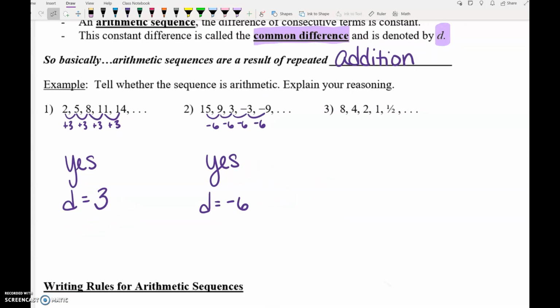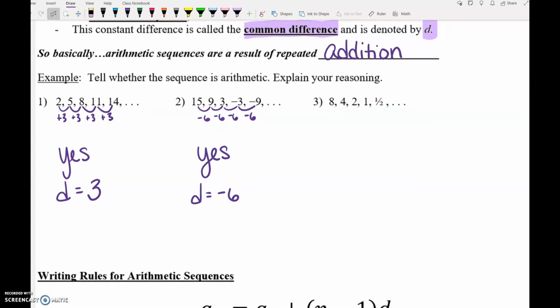Have you ever heard me say that subtraction doesn't actually exist? Subtraction is really just the addition of negative numbers, but if it helps, arithmetic sequences are the result of repeated addition or subtraction. I mean, really, addition and subtraction are the same thing, but yes, addition or subtraction is arithmetic sequences.